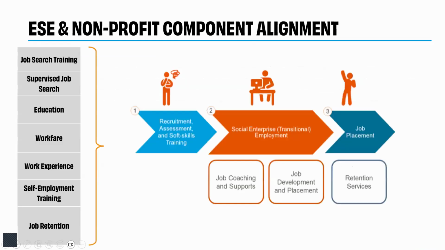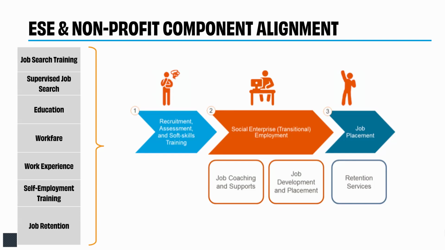Next slide. One other quick thing to take a look at: we've looked at the components, which are on this gray list down the side of the slide. Then you want to look at how your program works and how it is laid out. All programs are laid out a little differently, but this diagram is generally reflective of many social enterprises. So you do recruitment, assessment, maybe some soft skills training, you move people into transitional employment and onto job placement, and then various other things happen along the way.